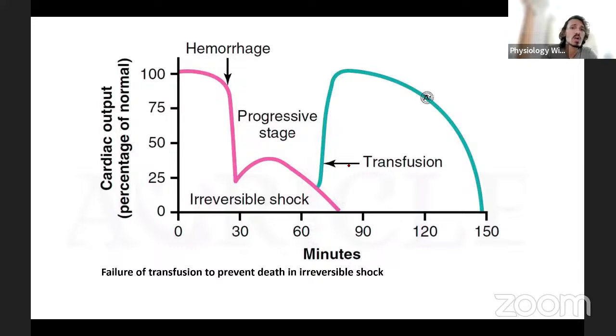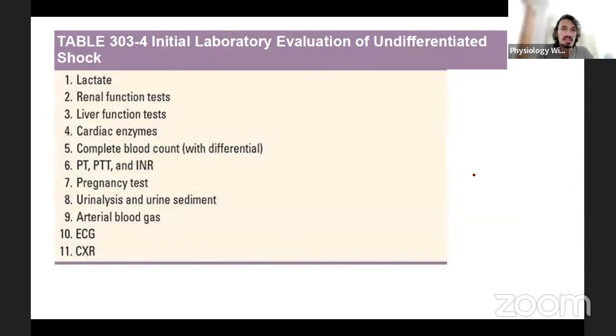And here also you can see once it has reached the irreversible stage, even if you give a transfusion, slightly it is improving and even coming back to normal BP, but eventually the person is going to die. Okay, this is the thing to understand about the irreversible stage of shock.